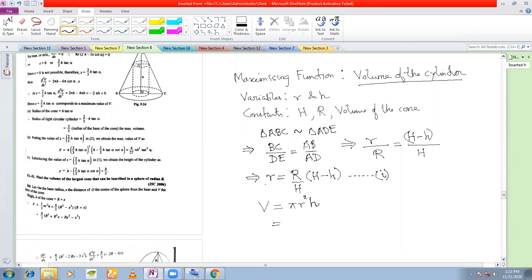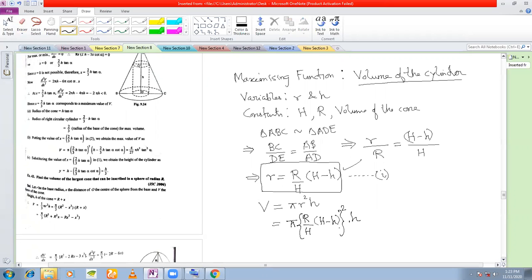So now with the help of this auxiliary function, see, I have two variables here, small r and small h. So we need to bring it down to a single variable. So this auxiliary function of mine, we'll put it here. Pi r square means (R by H) into (H minus h) whole square into h. Now it has come down to a single variable, isn't it?